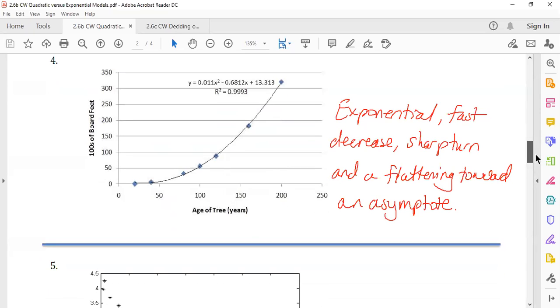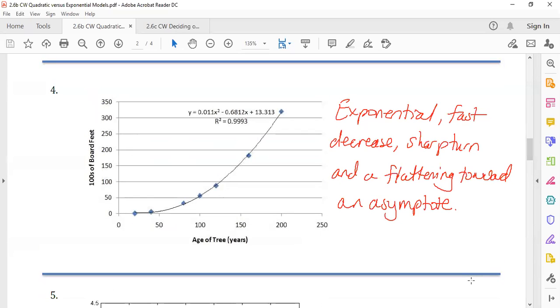Let's take a look at number 4. Number 4. Launching the poll here. Okay. When you're ready, let me know. Number 4. Exponential or quadratic? Number 4, guys? Look at the whole thing.